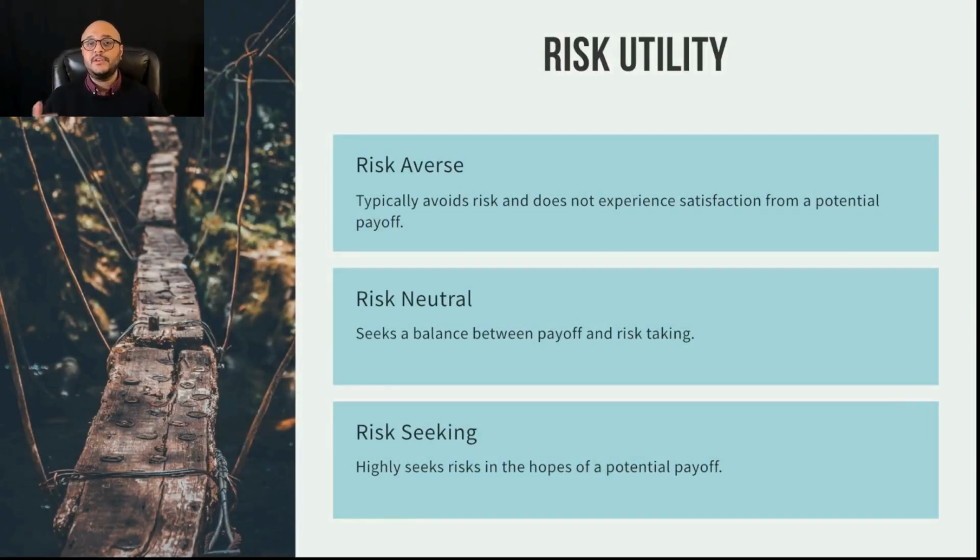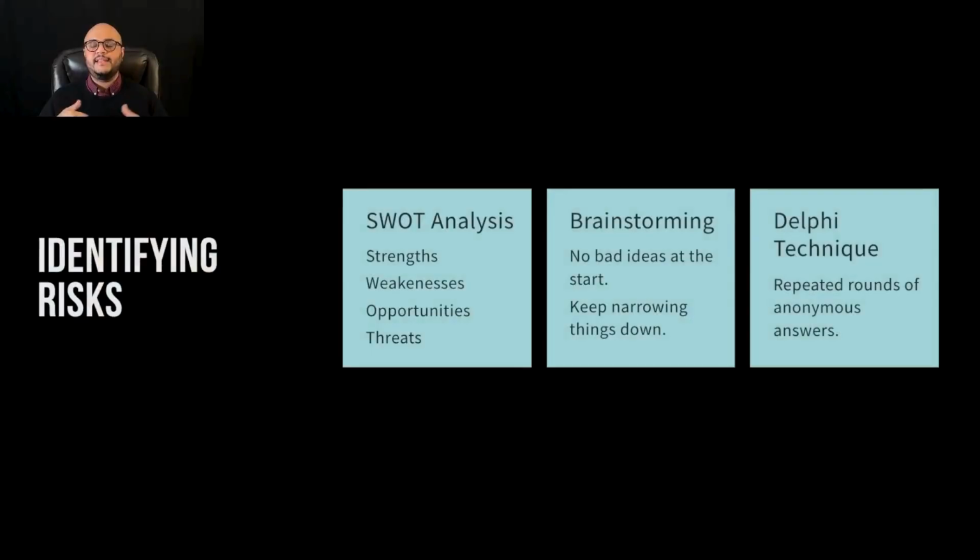Okay, so we continue our talk of risk management here. We already talked about what risk is, that it's essentially uncertainty, and we talked about risk utility. Now, let's talk about identifying risks. How do we identify potential risks? We said that it is really important at the beginning of the project to identify the risks or potential risks associated with the project. The more we identify, the better prepared we are. The more we can reduce the likelihood of unexpected events.